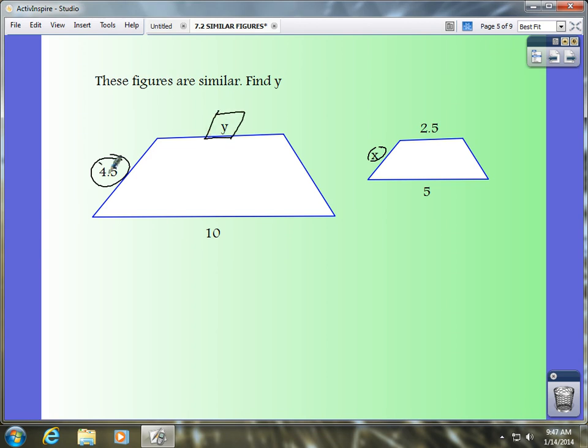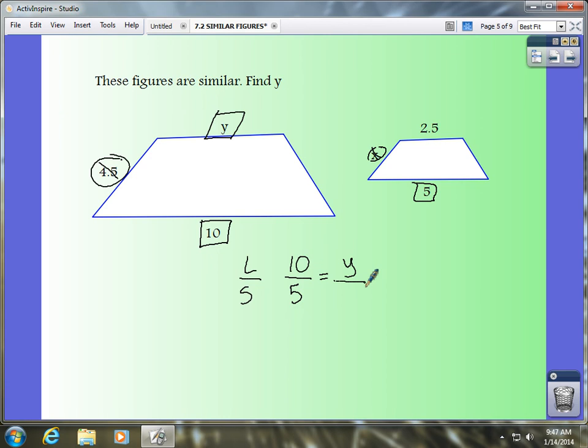But I do know the base on both of them. I have 10 and 5. Okay, so I'm going to use my large figure over my small figure. My large over my small. I have to set up my proportion that way. My large base is 10, my small base is 5, and my large base 2 is y, which is what I'm looking for, and my small base 2 is 2.5.